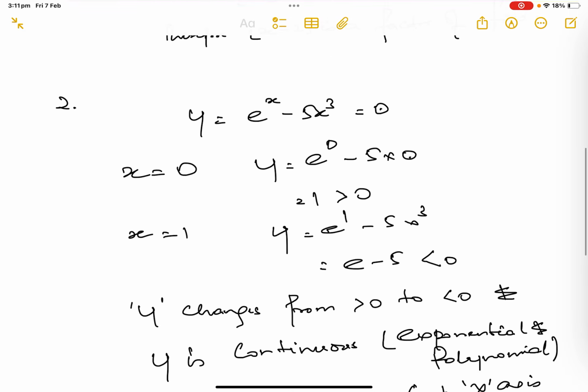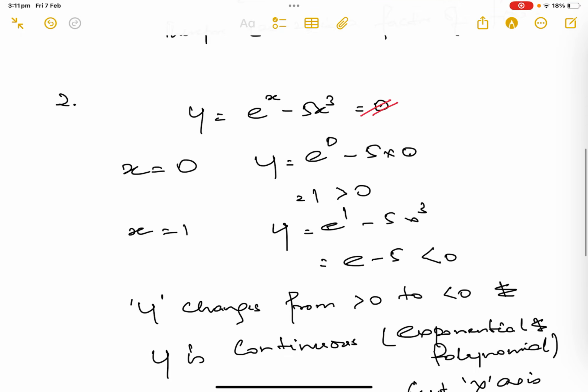So y equals e to the power x minus 5x cubed. So we just call it y. So that's an equation. If the sign of y changes, then, given the x range is 0 and 1, we put that 0 first.